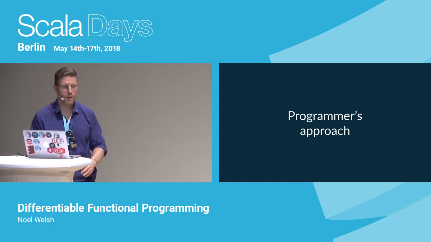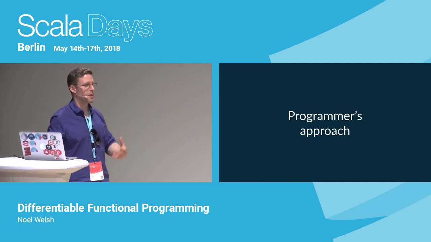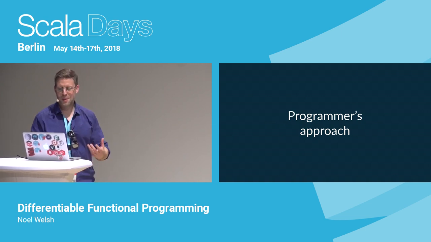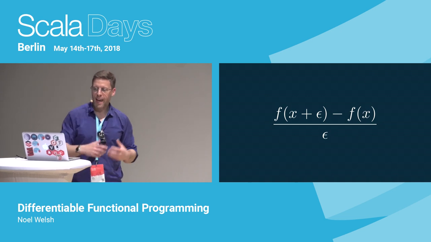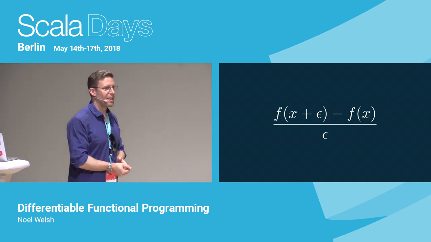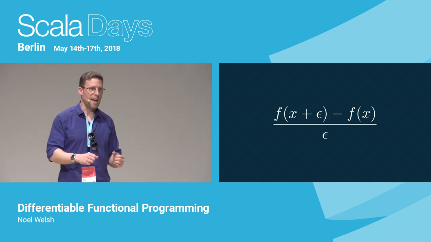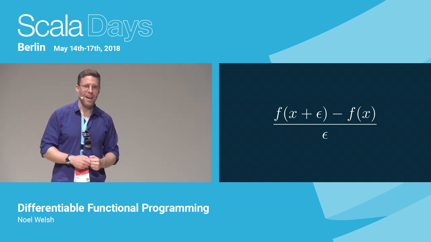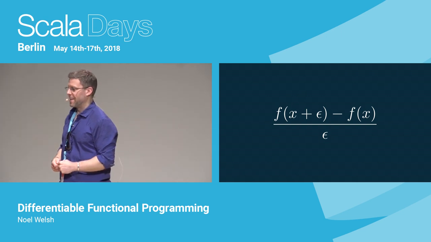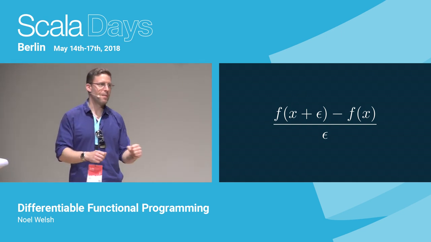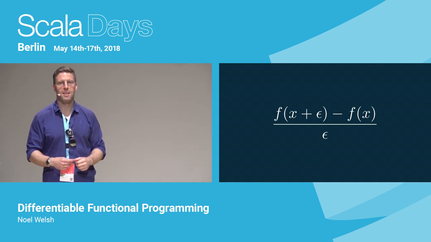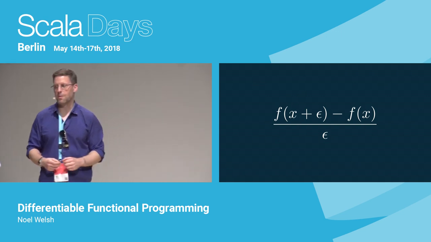Now let's look at the computer scientist approach. The computer scientist approach, of course, would be to hack everything up and just do it numerically. So you're saying, well, I've got a function that takes a double. I'm going to take a double and add a little amount to it and see what I get. I take the difference and divide by that little amount, and that's going to give me some approximation to the gradient, the numerical approach.